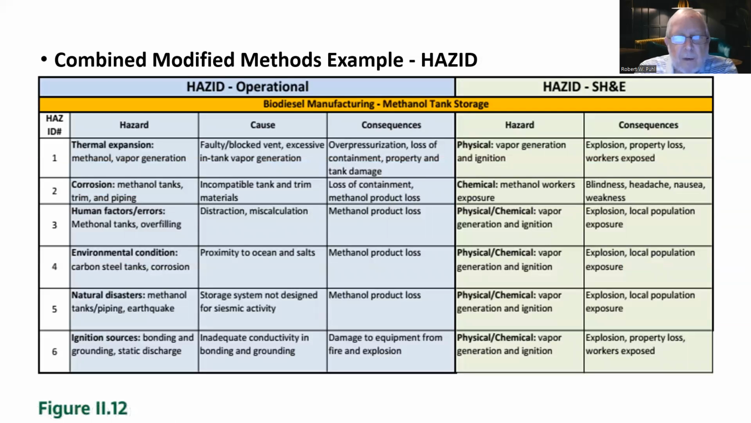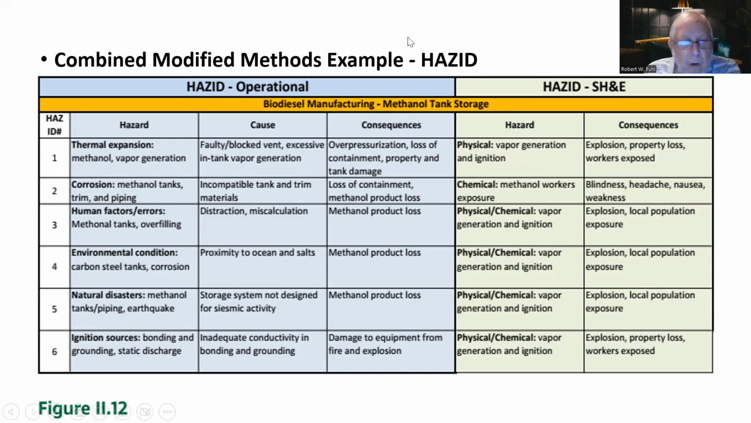Let's look at your first hazard. Thermal expansion, methanol vapor generation. The cause, faulty blocked vent, excessive in-tank vapor generation, consequence of overpressurization, loss of containment, property and tank damage. Hazard, physical vapor generation, ignition, consequences, explosion, property loss, workers are exposed. They're combining these for some reason. Okay. Faulty blocked vent. There are no controls yet, and they're just doing this.